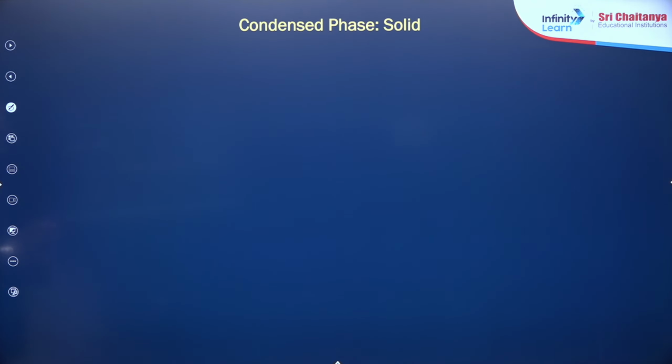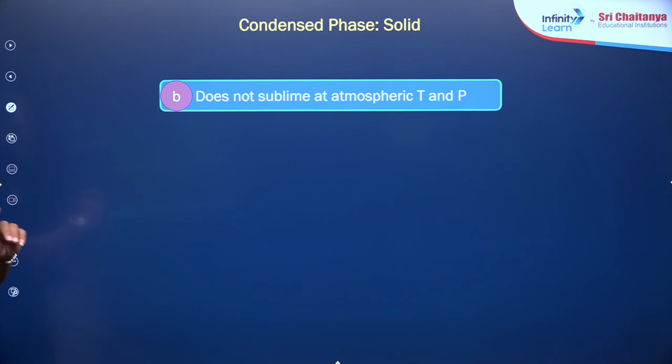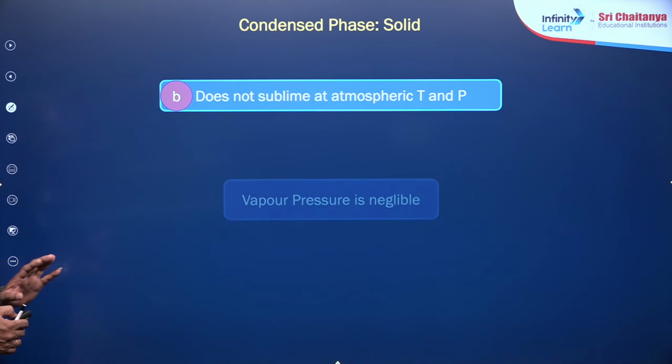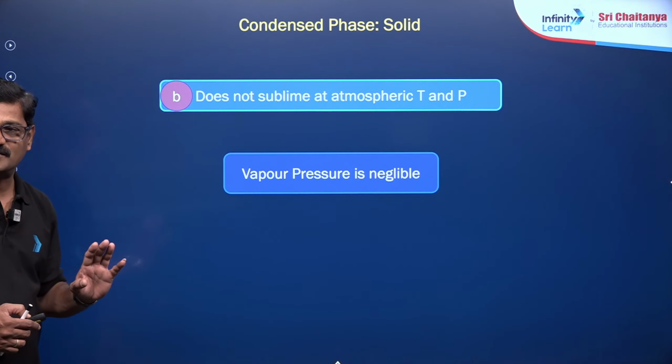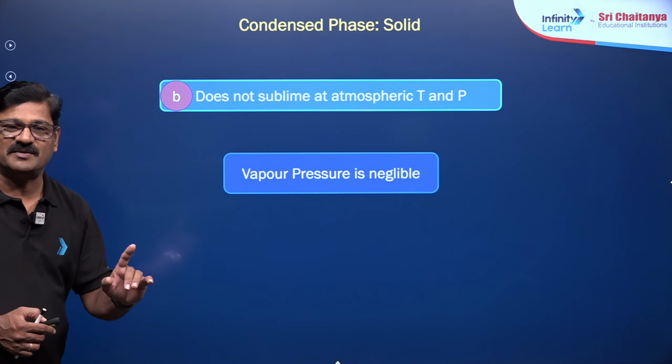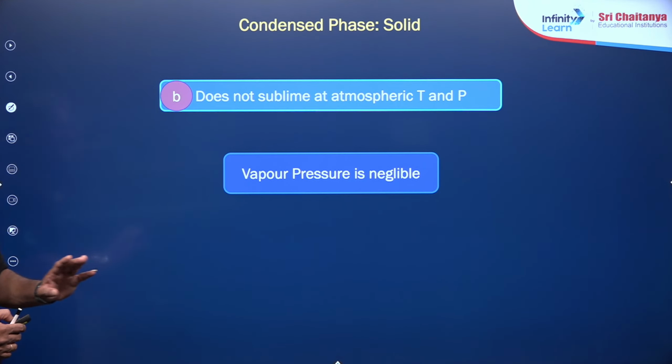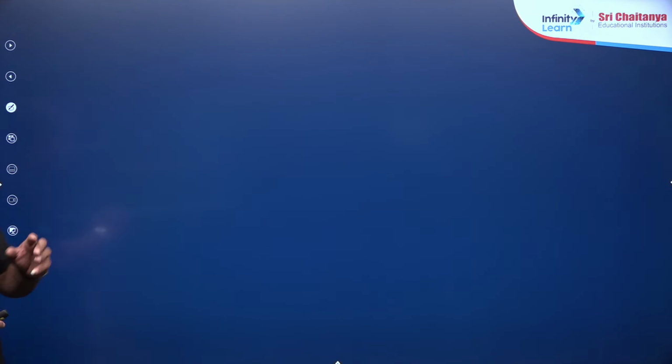And I just want to say here, the condensed phase of a solid does not sublime at atmospheric temperature and pressure, and also its vapor pressure is negligible. If it is not sublimating, the vapor pressure is not considered. So the vapor pressure is considered only in the case of liquids. In the case of solids, you don't take vapor pressure.